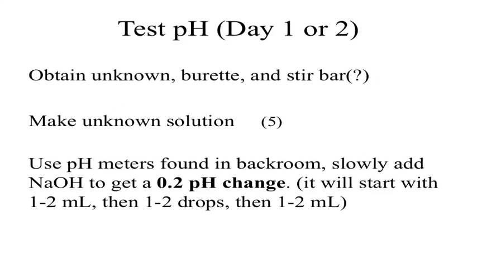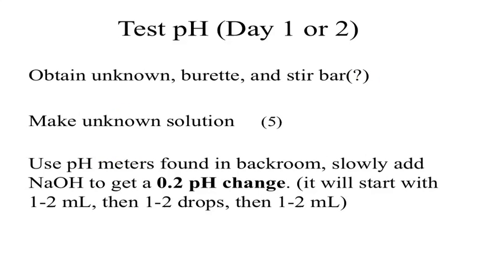What you'll do now is go back to the stockroom, get your unknown, a burette, and a stir bar. Okay? Because you will need the burette anyway, you might as well go to the stockroom and pick this all up now, just because you can. Because everybody's going to need a burette, everybody's going to need a stir bar, everybody should get one of each of those. You only need 1 unknown per group of people. Okay? Again, it's up to you, but you only need 1.